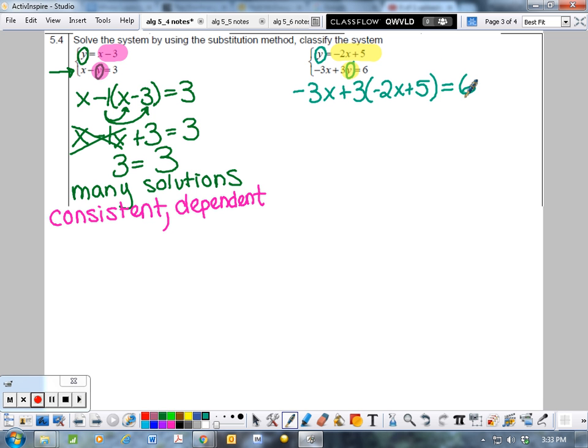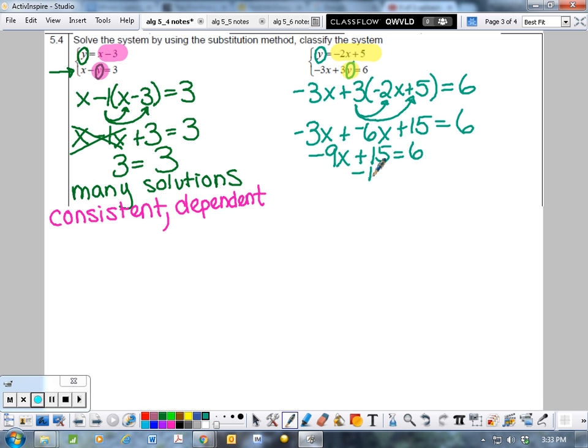equals 6. Now I'm going to distribute that 3. So now this becomes -3x plus 3 times -2 is -6x. 3 times 5 is 15 equals 6. So a -3x and a -6x becomes -9x plus 15 equals 6. I subtract 15 on both sides. So now I have negative 9x equals negative 9. I divide by negative 9, and x is equal to 1.